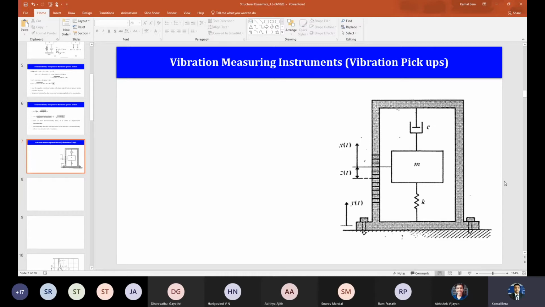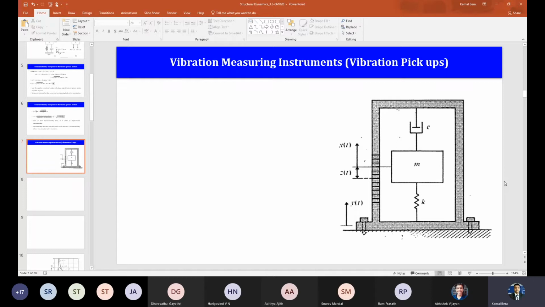Now today we are going to start the vibration measuring instrument, that is the vibration pickups. So we are basically dealing with a single degree of freedom system, like a spring mass damper system, or spring mass dashpot system, viscous damping system. The same system can be used in a proper manner to get the ground motion data, whether displacement, velocity, or acceleration. Now how to use that and what is the idea behind that? So we are going to discuss now.